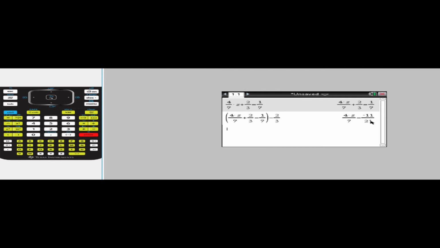It went ahead and found a common denominator. The common denominator for 3 and 7 is 21. And it subtracted 14/21 from 3/21. 3 from 14 is a negative 11. Or negative 14 from 3 is a negative 11. So that was our first part, and now we want to isolate the z.